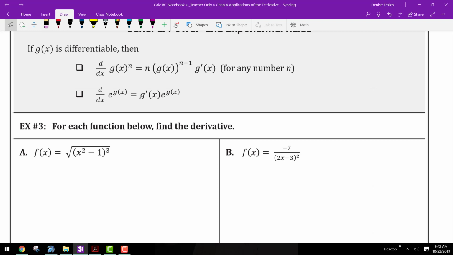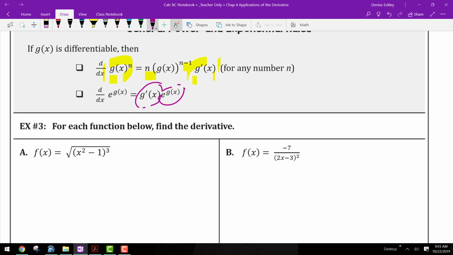Okay, so some things to remember: what we did in the last example was a version of the power rule, and that is listed right here. So we have a function raised to a power, so you bring the power down, you lower the power by 1, and then you take the derivative of the inside. And the other one is our e derivative. So what we have here is we're going to keep e to the g of x, because e to the x is the only function that is its own derivative, and then we have to multiply that times the derivative of g.